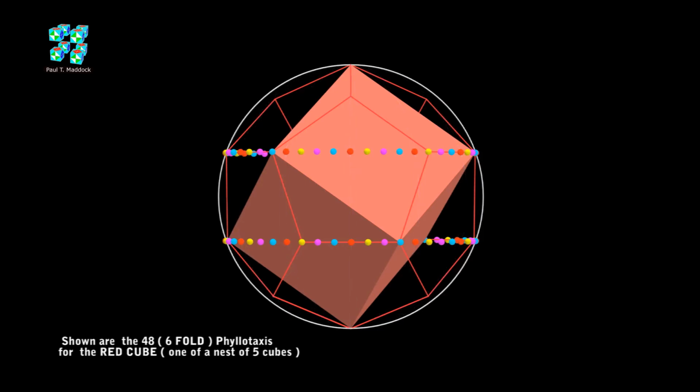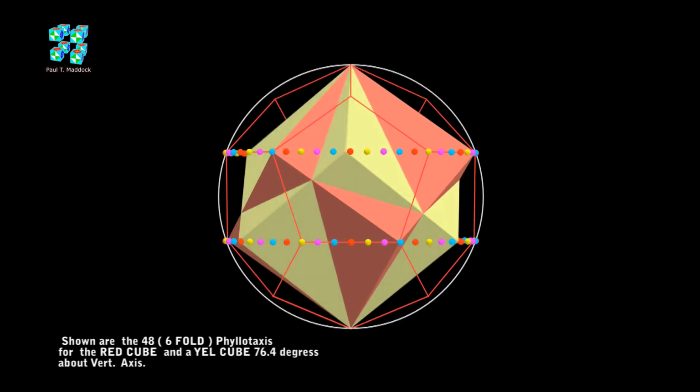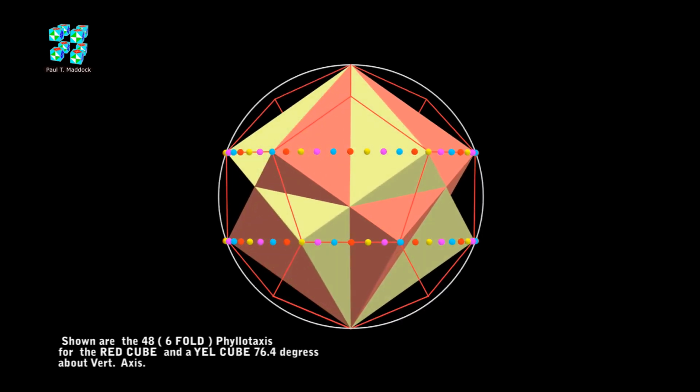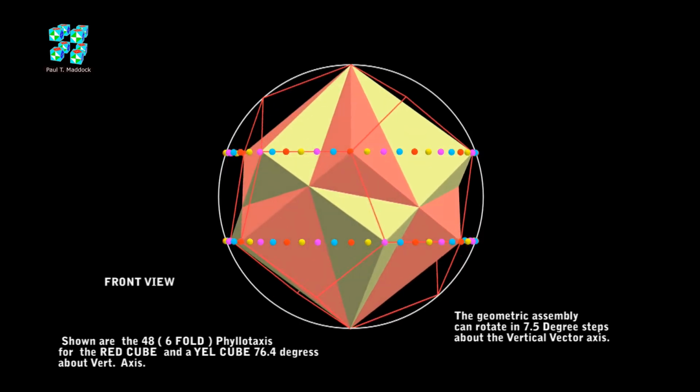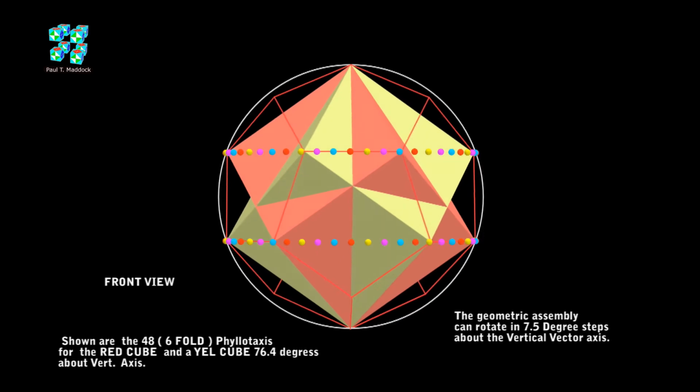Now you can see the red cube sitting perfectly, but we need a second cube around this vertical vector, and this new cube will be a yellow cube, and it will be perfectly golden ratio to the red one. If you look at the front pentagon, you can see these edges perfectly. Now you can see all this wonderful geometry is based around the vertical axis vector.